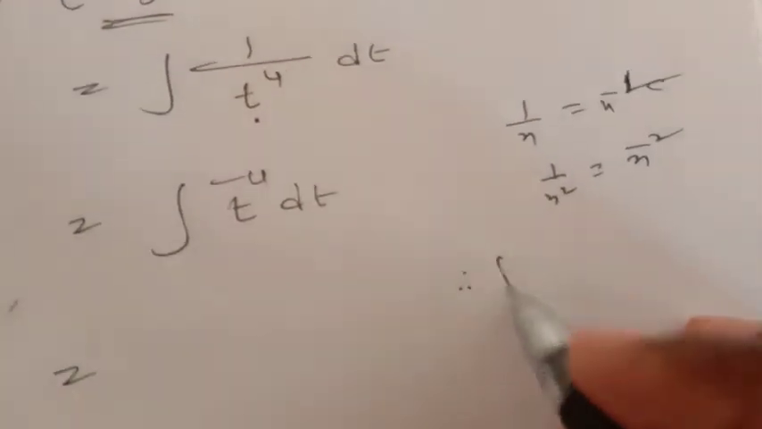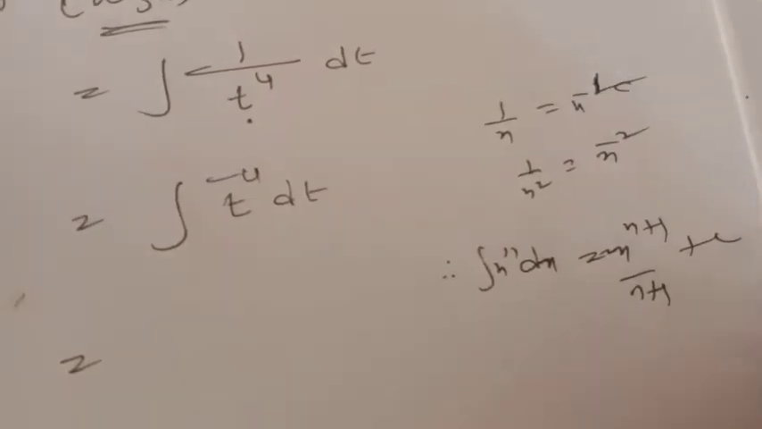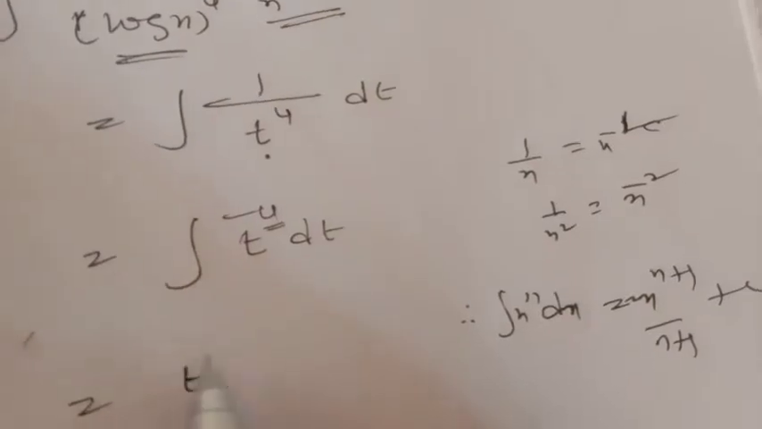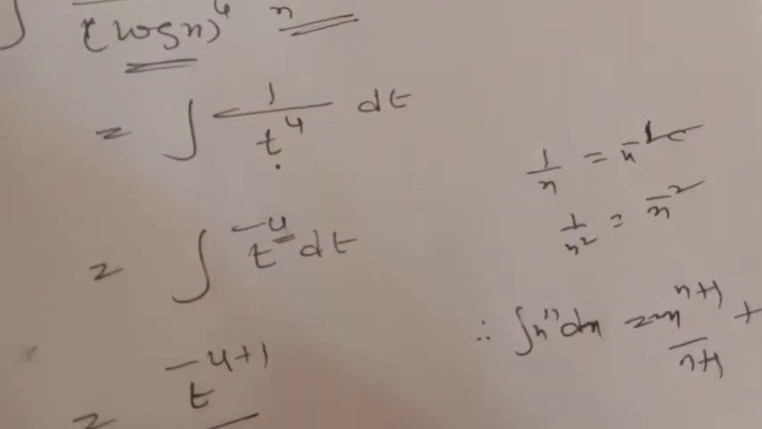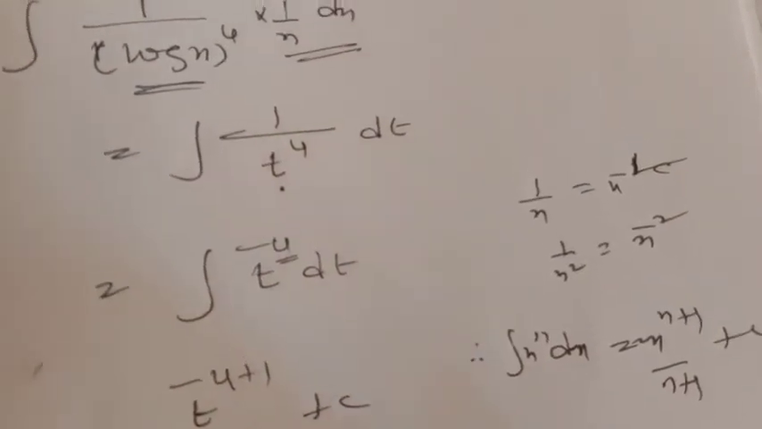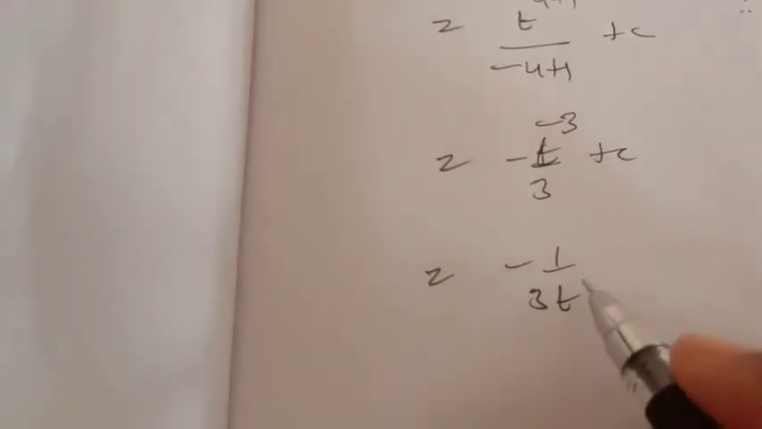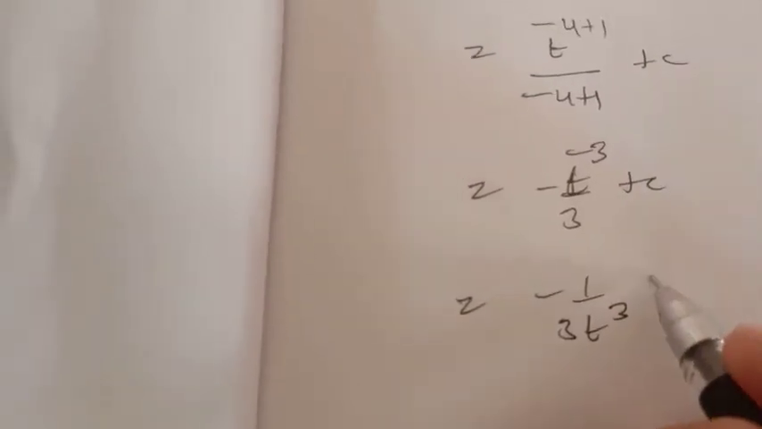Here we have the formula integral of x to the power of n dx equal to x to the power of n plus 1 by n plus 1 plus c. Here n equal to minus 4, so t to the power of minus 4 plus 1 by minus 4 plus 1 plus c, that equal to minus 1 by 3 t to the power of minus 3 plus c, that equal to minus 1 by 3 into t cube plus c. Here substitute the t value, we get minus 1 by 3 into (log x) whole cube plus c is the answer of the problem.